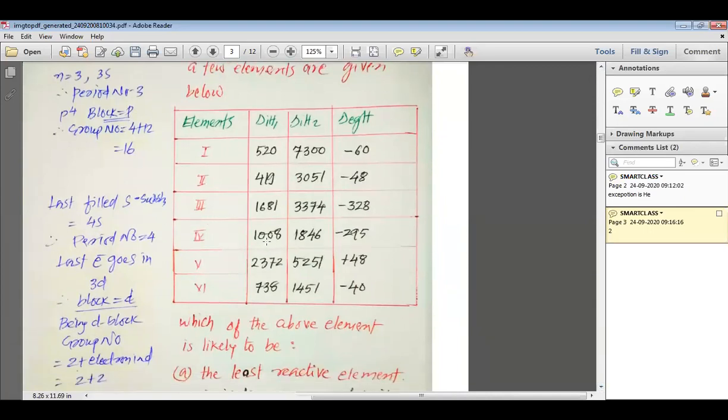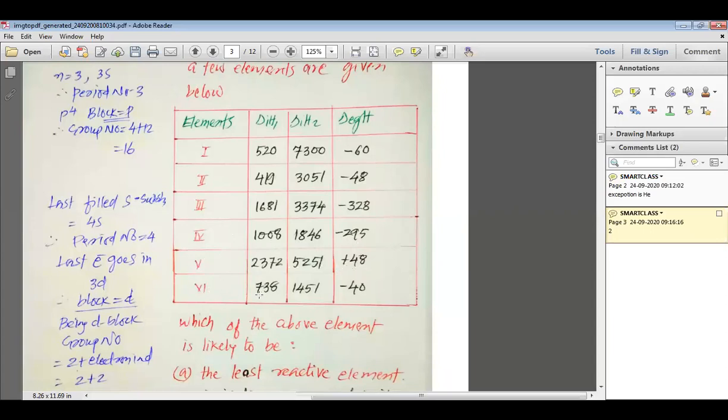Fourth element, the first ionization enthalpy is 1008. Second ionization enthalpy is 1846. Third ionization enthalpy is minus 295. Fifth element, first ionization enthalpy is 2372. Second ionization enthalpy is 5251, and the electron gain enthalpy is plus 48.